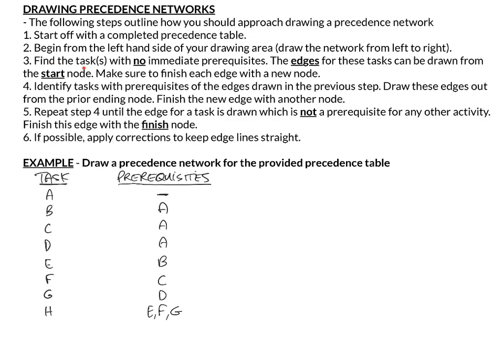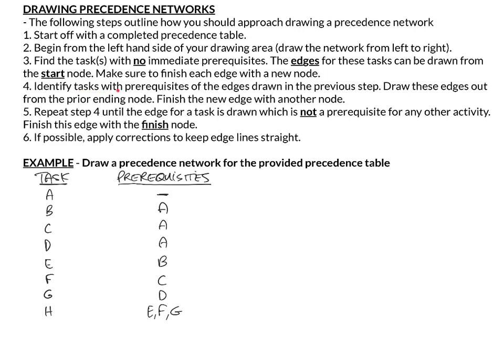So step 3, find the task or tasks with no immediate prerequisites. The edge that you're going to use to represent these tasks can be drawn coming out of the start node. Make sure to finish each edge with a new node. So you're going to draw an edge for the first task that you find that has no immediate prerequisites, so a dash in your table. Draw it coming out of the starting node and make sure you put a node at the end of the arrow that you've drawn.